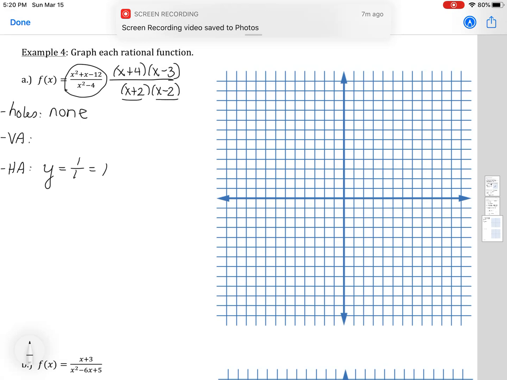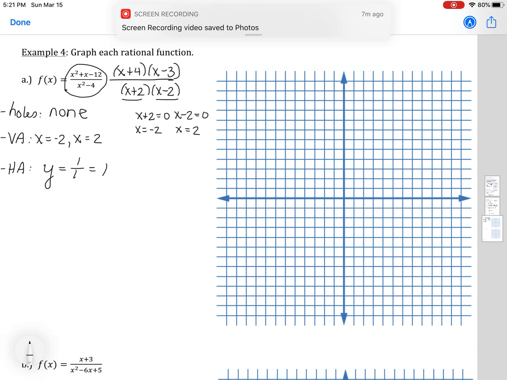So you take both items in the bottom. You don't care about what's in the top. It's only about what's in the bottom, and you set each one equal to 0, and you solve. And you get two values, and those two values are going to be your vertical asymptotes. Again, you do not care about what's in the numerator. It is only about what's in the denominator.